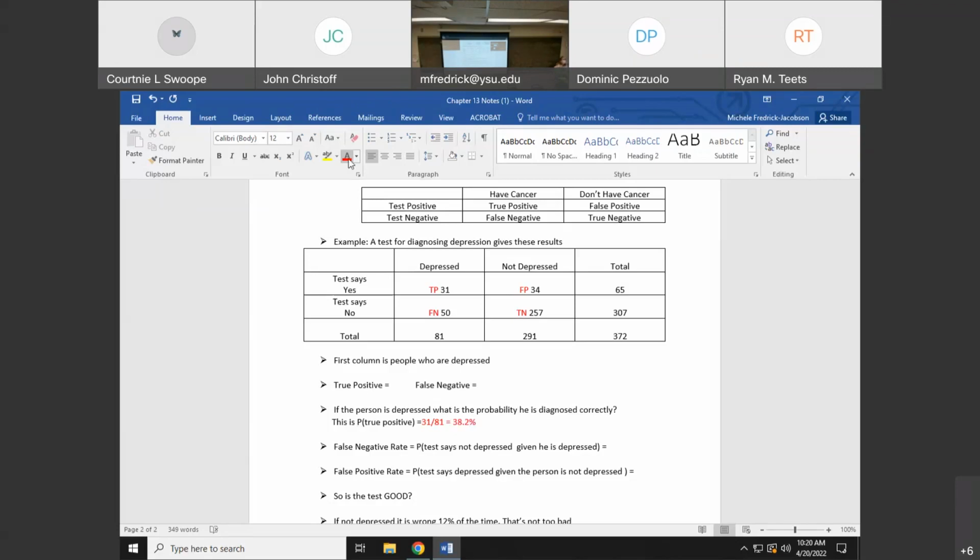You only use the depressed row if it didn't have the given in it. When you're working with these, you always assume that, like this first one, these two would all be assuming you have cancer, and these two are assuming you don't. So anytime you're finding a true positive, false negative, false positive, and true negative, you always use the value below it. You're only using that column.